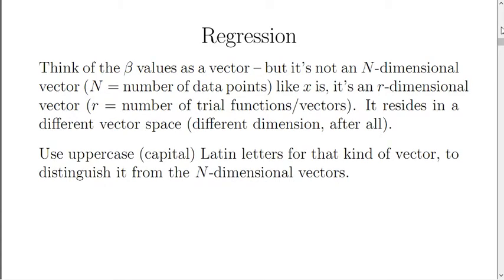We can think of the beta values as forming a vector. But it's not an n-dimensional vector like x is, n being the number of data points. It's an r-dimensional vector, where r is the number of trial functions, trial vectors. So it resides in a different vector space. After all, it has a different dimension. I'm going to use uppercase Latin letters, capital letters, for that kind of vector subscript. It's to distinguish it from n-dimensional vectors that we're using for the data values.